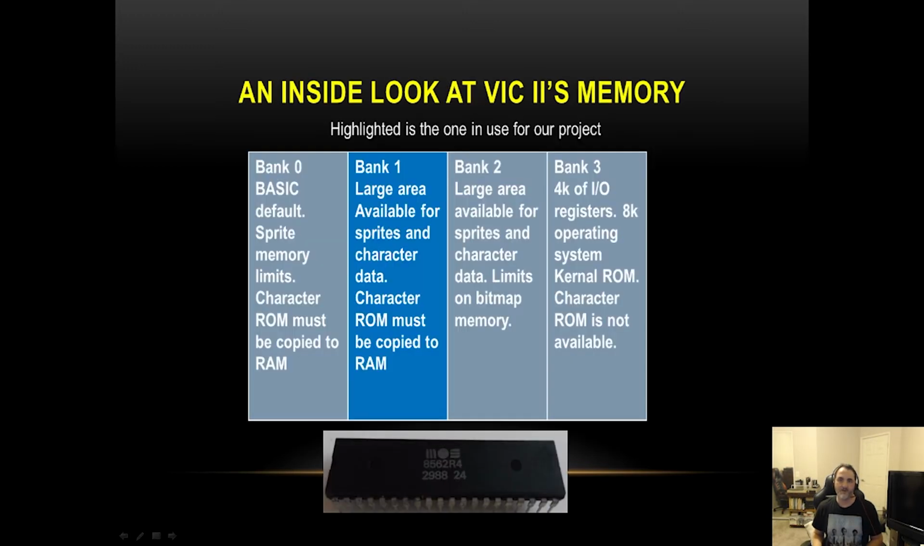Now the next one here is an inside look at VIC-II's memory, and I highlighted the one we're using there, bank 1, but you can see there's also bank 0, bank 2, and bank 3, and these are exactly what you can do with these areas. And that's the chip display down below.